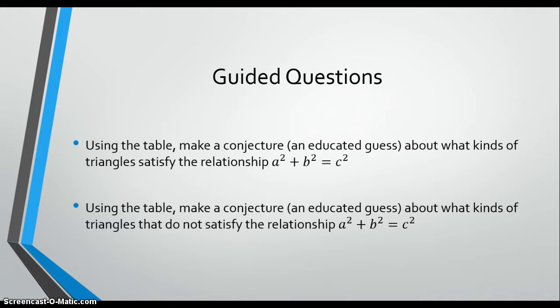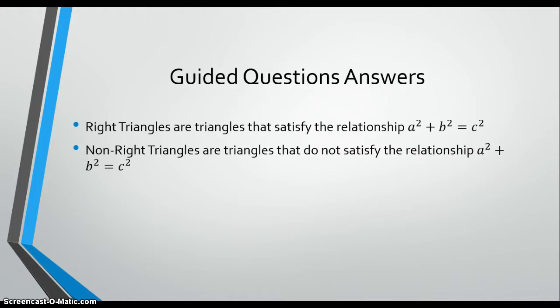Using the table you just filled out, make a conjecture, which is an educated guess, about what kinds of triangles satisfy the relationship a squared plus b squared equals c squared. And also using the table, make a conjecture about what kinds of triangles do not satisfy the relationship a squared plus b squared equals c squared. So you're looking for triangles that do satisfy the relationship and triangles that do not satisfy the relationship.